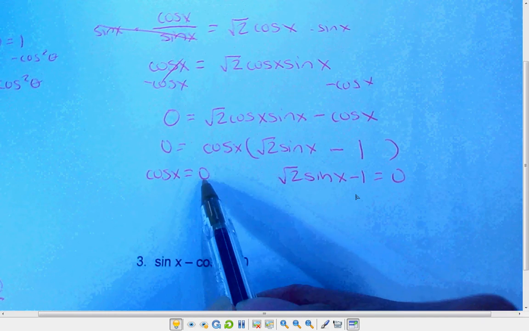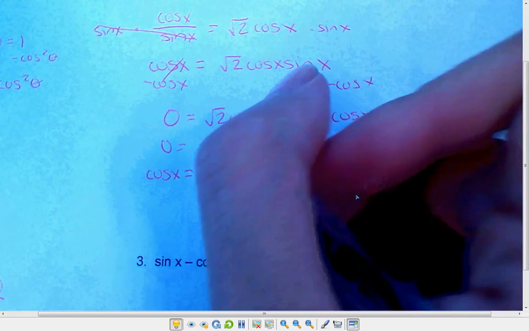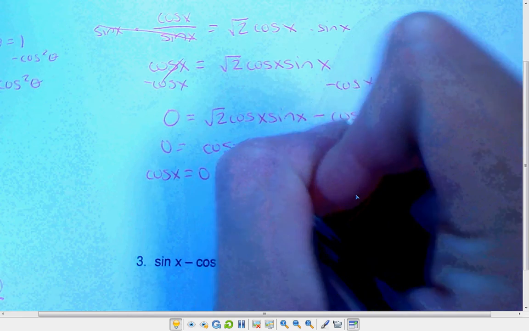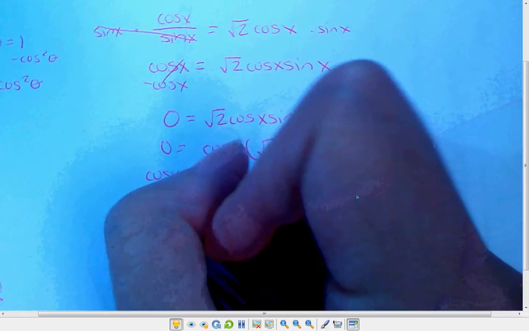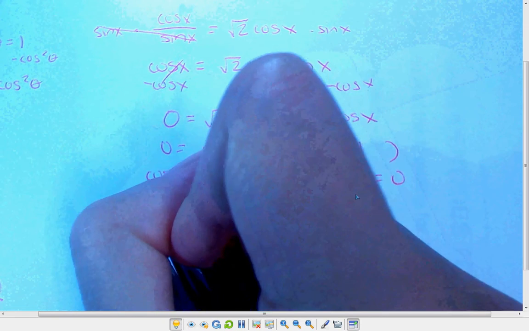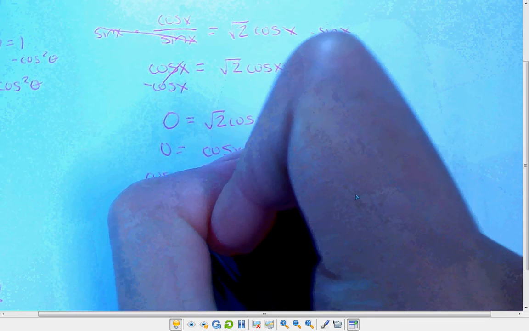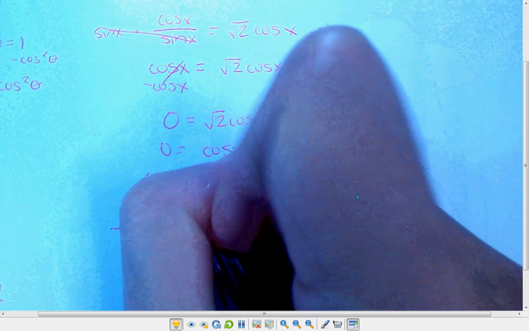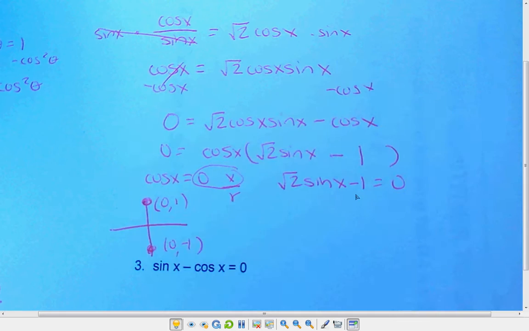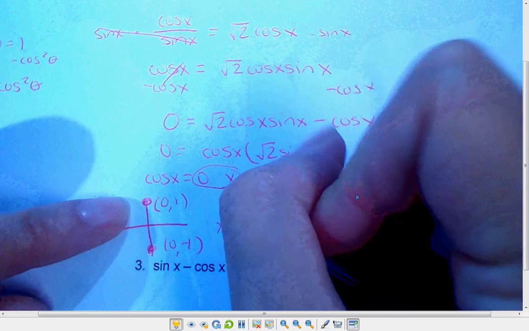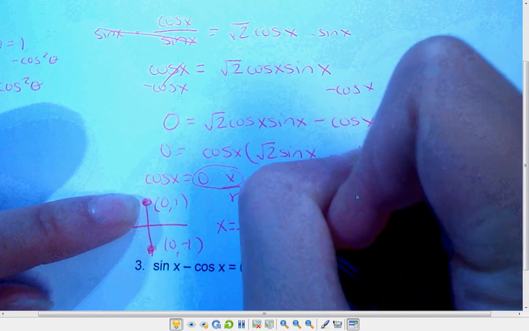So 0 is not in our chart. We know it's going to be quadrantal. Cosine x is x over r. So we're looking for when x is equal to 0. X is 0 on the y-axis, which is 0, 1, 0, -1. So our 2 answers here are pi over 2 and 3 pi over 2.